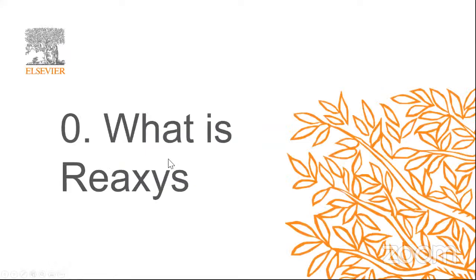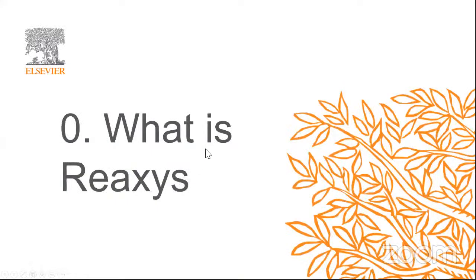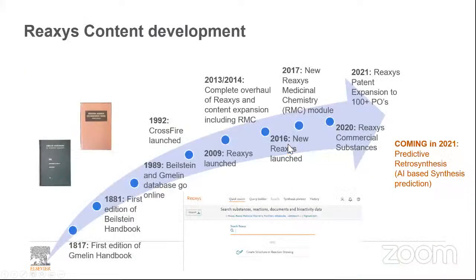Firstly, you know what Reaxys is: it's a huge database. It's the biggest chemical database that exists in the world. The story of Reaxys is very, very long. If we talk about the content of Reaxys, it has been developing for a lot of years. It started as the first edition of the Gmelin handbook.